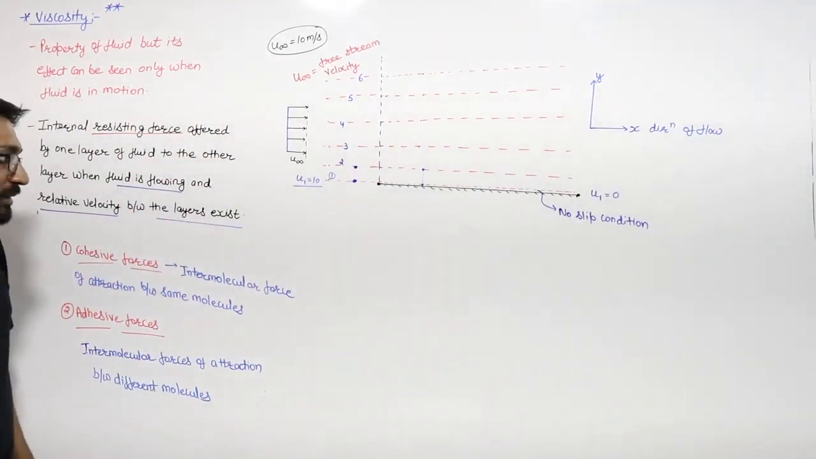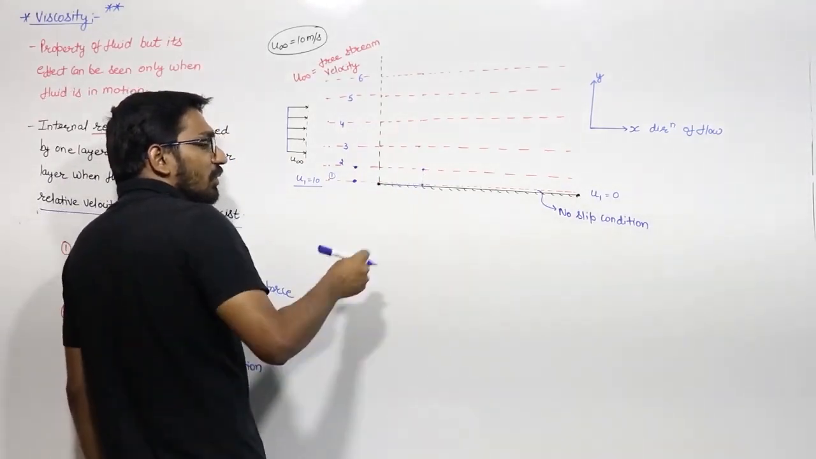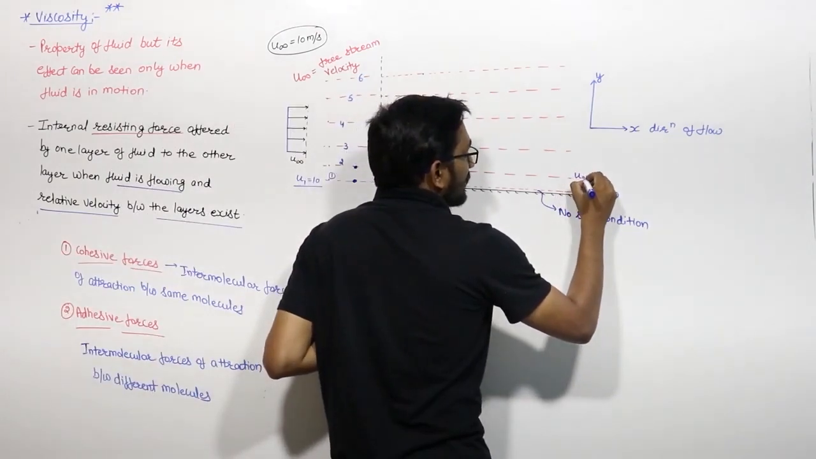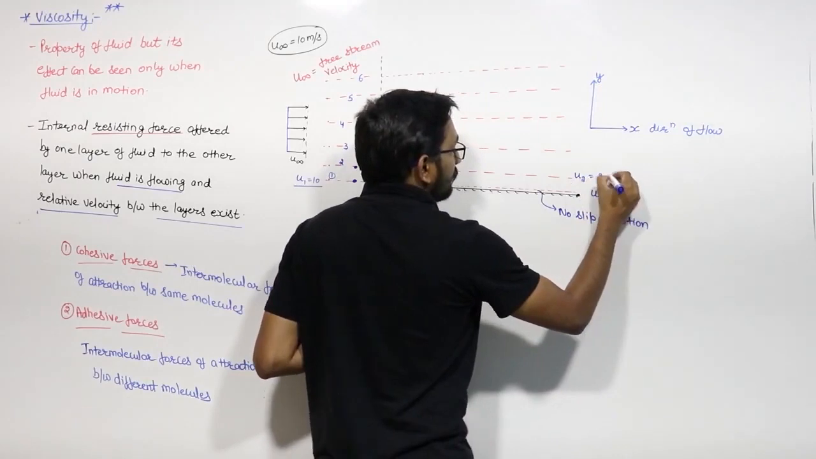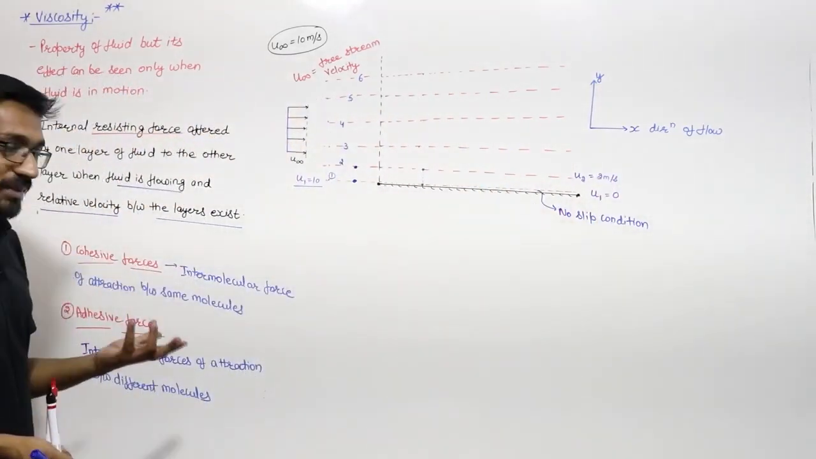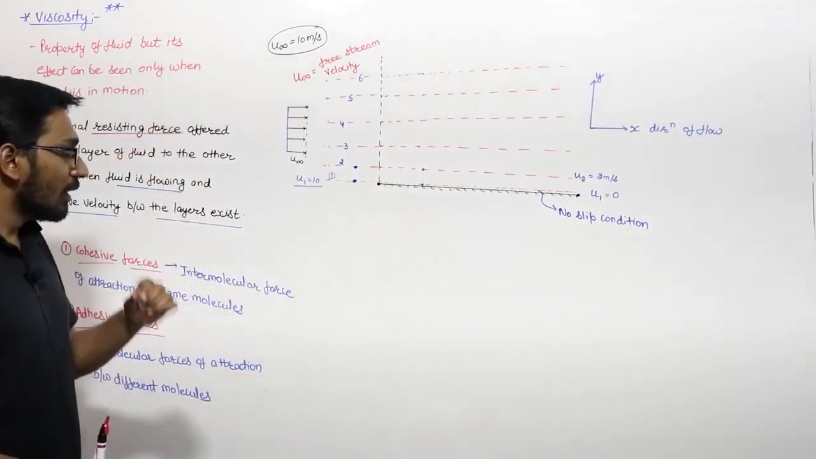So because of this internal resisting force which comes into the picture, let us say the velocity of the second layer will now be 2 meter per second. The velocity will decrease to 2 meter per second. It will not be 0. It will decrease from 10 to, let us say, 2 meter per second.